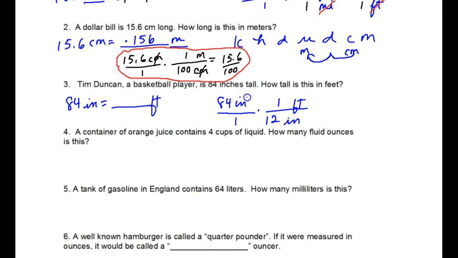I'll cross cancel here. I'm going to multiply 84 times 1 and 12 times 1. And then I'll take 84, divide it by 12, and it comes out to be a lovely even 7 feet. So 84 inches equals 7 feet.